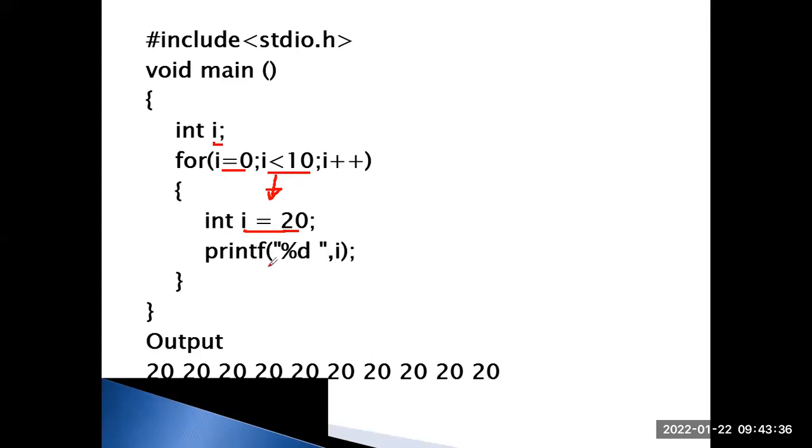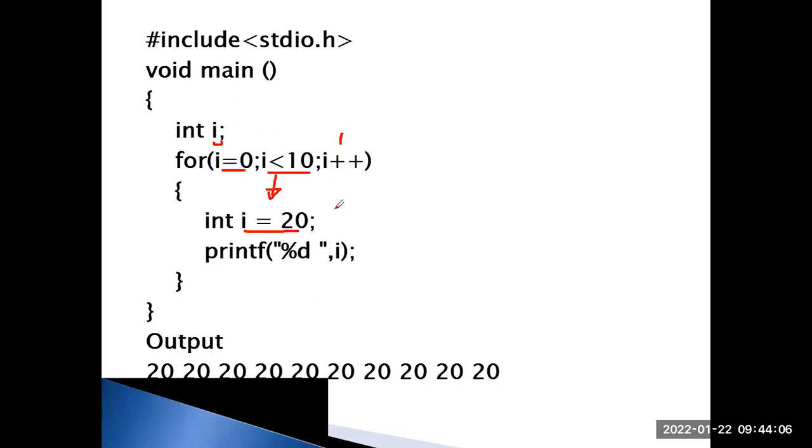The printf with percentage d prints this i value, that is i inside the loop. Then it moves to the i plus plus. It will not increment the i initialized inside the loop. We have initialized i equal to 20, and this 20 will be reflected within the loop only. It will not be outside the loop. Here outside the loop, the i value is 0, and the increment means i equal to 1.